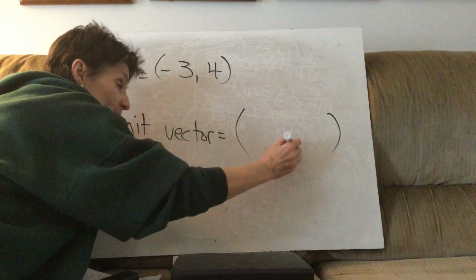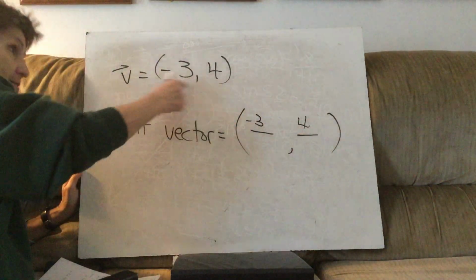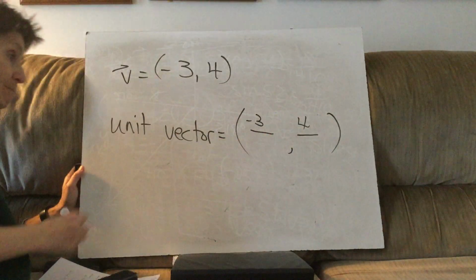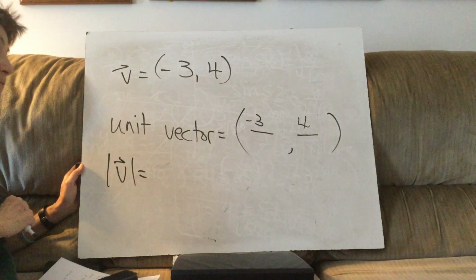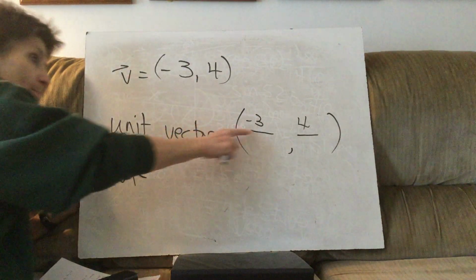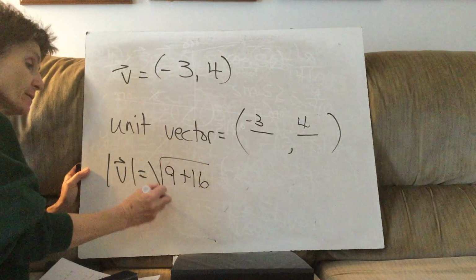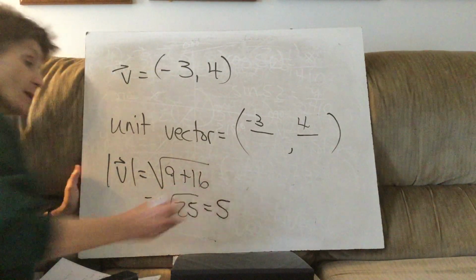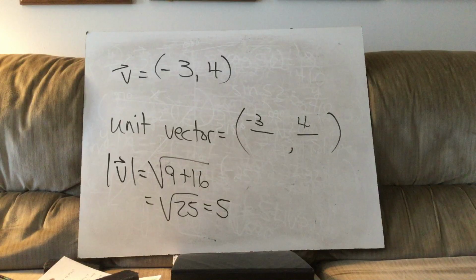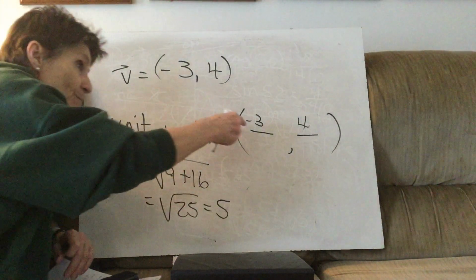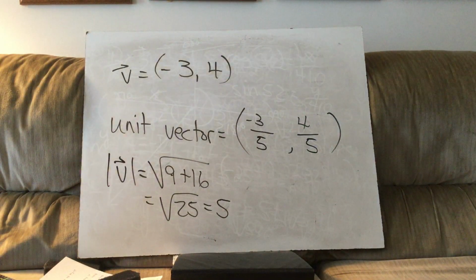Now, remember, we've done a lot of these. Your unit vector is just going to be negative 3, 4, these coordinates, divided by the magnitude of the vector. So we're going to take the coordinates of the vector, negative 3, 4, and divide each one of them by the magnitude. So the magnitude would be square the first one, square the second one, add them together, and take the square root. Well, that works out to be 5. So the magnitude of this vector is 5. So the unit vector is negative 3 divided by 5 and 4 divided by 5.